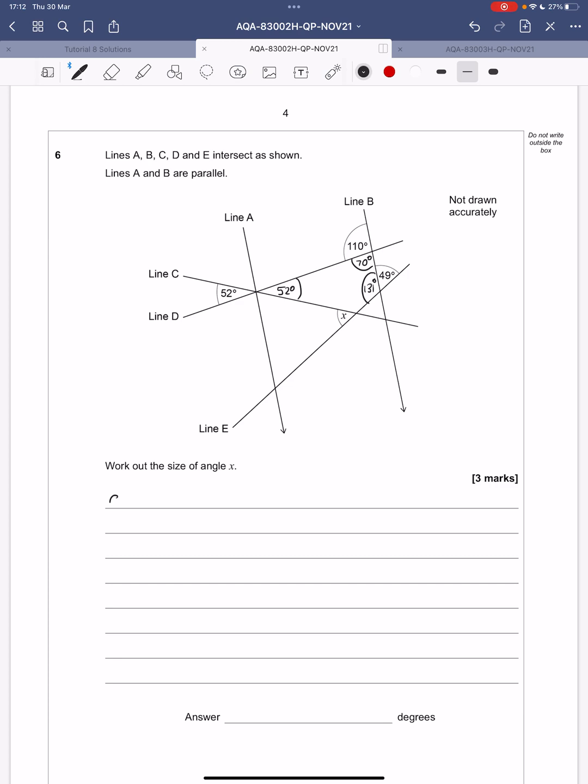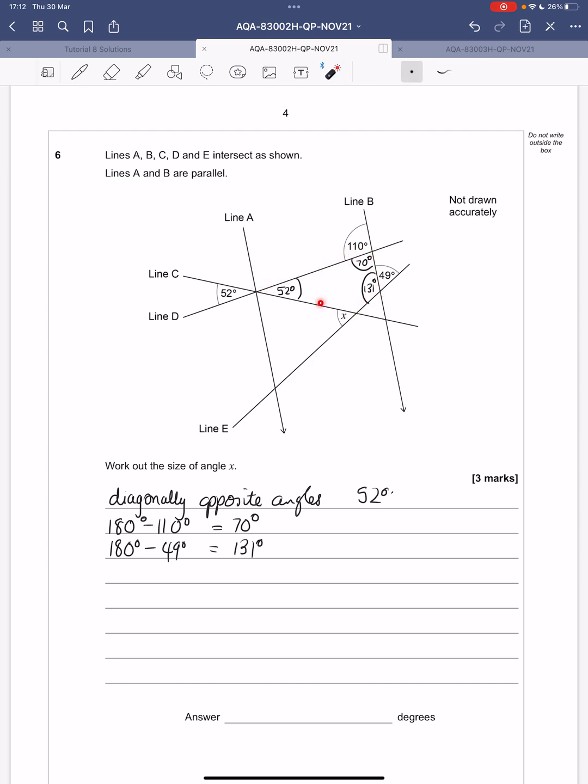Okay, well, let's just put, I think it's called diagonally opposite. Rule is diagonally opposite angles for the 52 degrees. 180 take away 110 degrees, 180 is 70 degrees. That's the second one I did. 180 degrees take away 49 degrees, 131 degrees. Now inside a four-sided quadrilateral, these add up to 360.